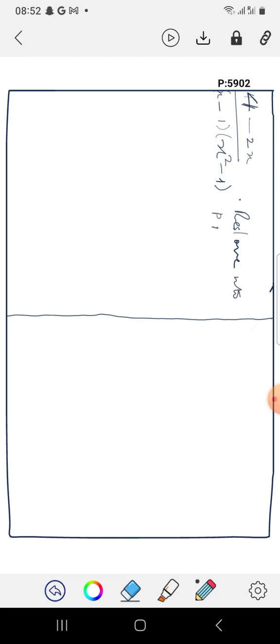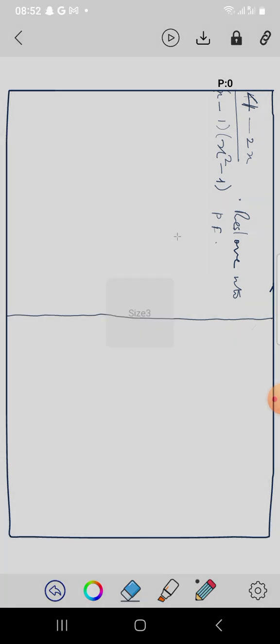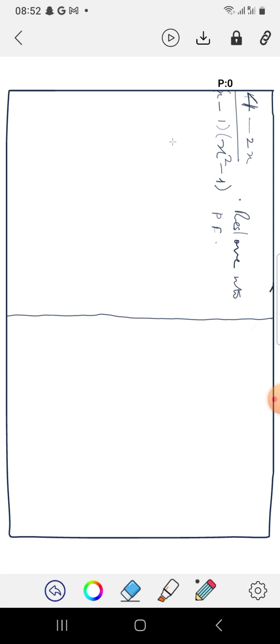resolve into partial fractions. I think we have done this before, but let's just do it. So we have 4 minus 2x over x minus 1 times x squared minus 1. And we know that x squared minus 1 is a quadratic. But is x squared minus 1 factorizable? The answer is yes. That's the difference of two squares.